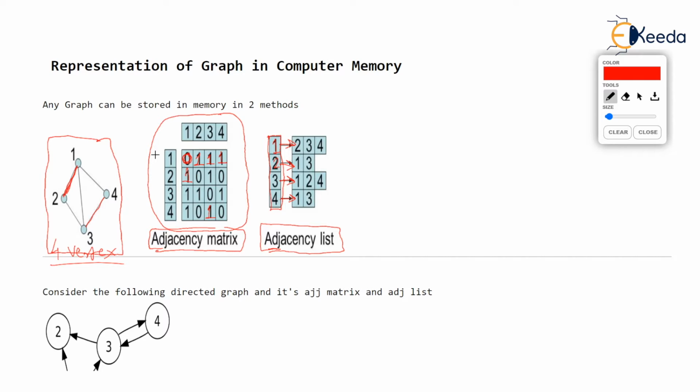Let's say we are having an array. The array is containing 4 elements. Each element is a pointer. Now we ask which vertices are adjacent to one. So let's see the picture. Which vertices are adjacent to first vertex? See the picture, the graph. The vertices adjacent to one are 2, 3, and 4 because these 3 vertices have an edge from 1.